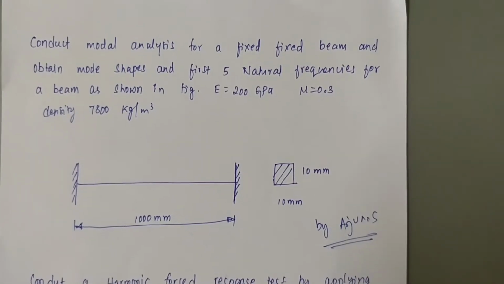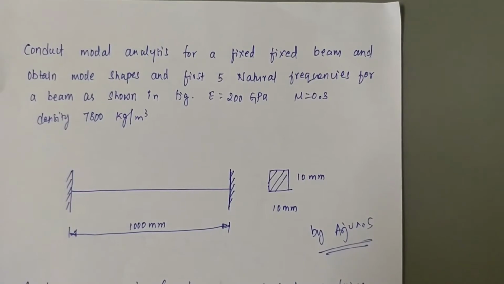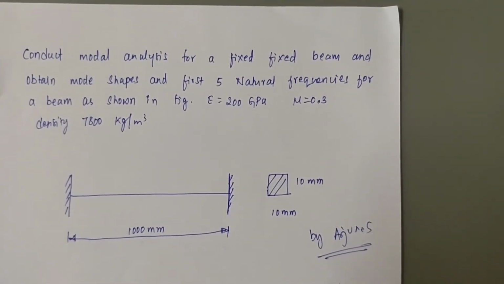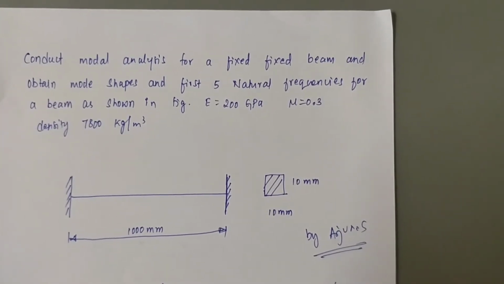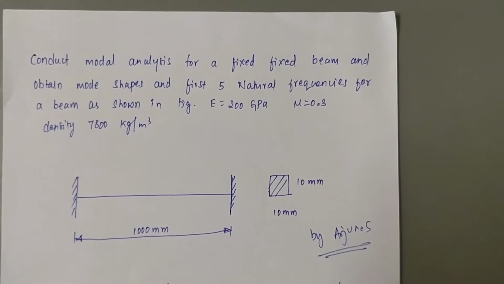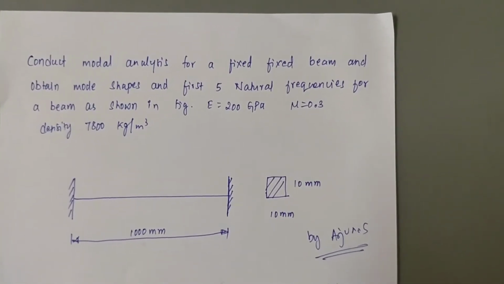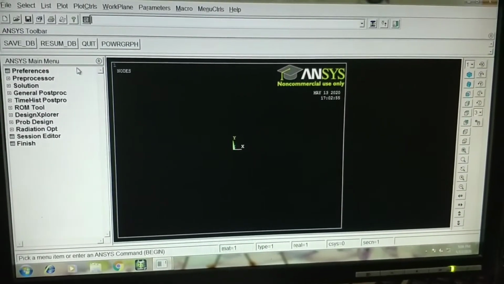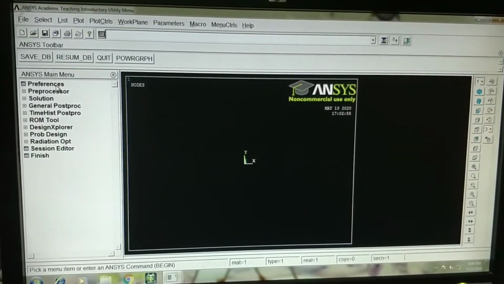In today's session, we'll see the problems on modal analysis using Ansys. The given problem is to conduct modal analysis for a fixed beam and obtain mode shapes and natural frequencies for a beam loaded as shown in the figure, with Young's modulus 200 GPa, Poisson's ratio 0.3 and density 7800 kg per meter cube, and cross section of the beam is 10 by 10. Length of the beam is 1000 mm. Now we'll see how to solve the problem using Ansys, and I'm using 14.0.